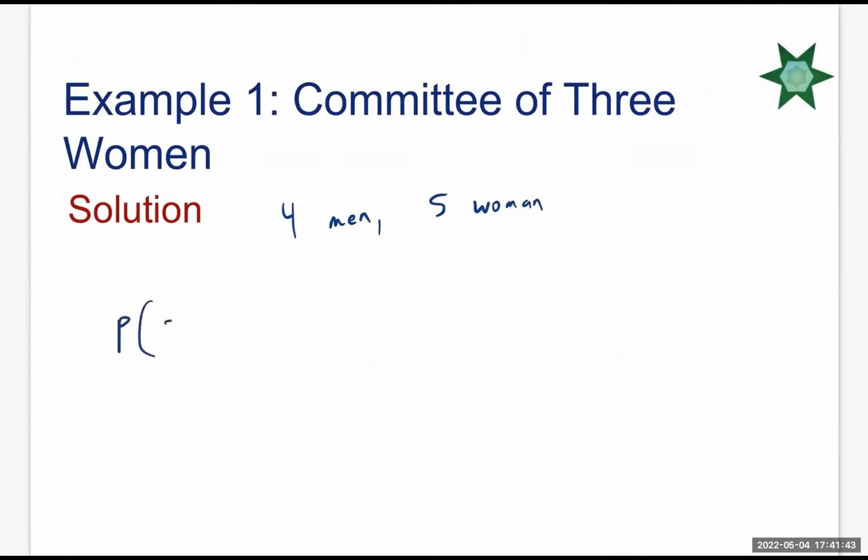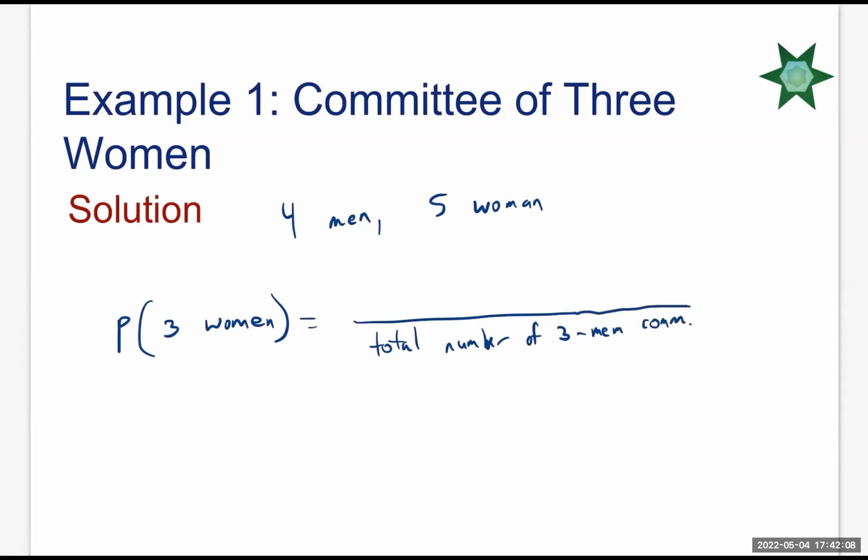We want to know what the probability of selecting 3 women is. So we need the total number of 3 member committees in the denominator. That's the denominator. And then the numerator is going to be the number of possible committees with 3 women.